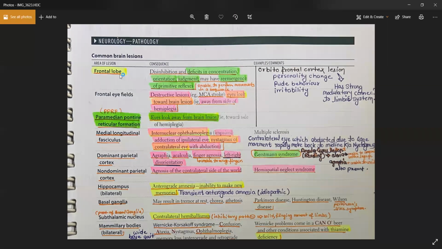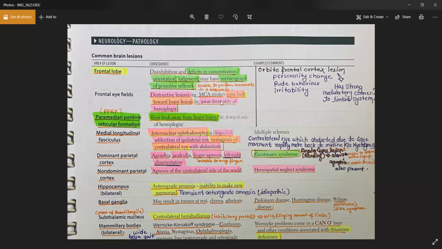And I told you one thing, remember, that this prefrontal cortex also connects with the limbic system, to control your behavior, to control your feelings, right? So whenever you have any frontal lobe damage, you can also have an orbital frontal cortex lesion, which is a part of the frontal lobe. And whenever you get an orbital frontal cortex lesion, you will have a personality change. The patient will become very rude, very irritable. Why? Because this region has a very strong connection with the limbic system, like I told you.